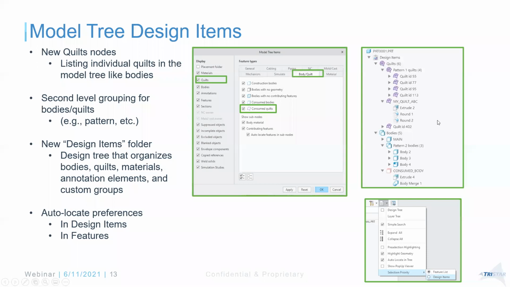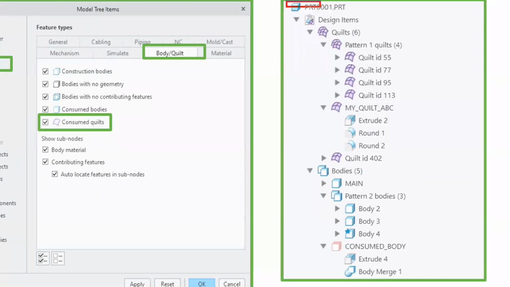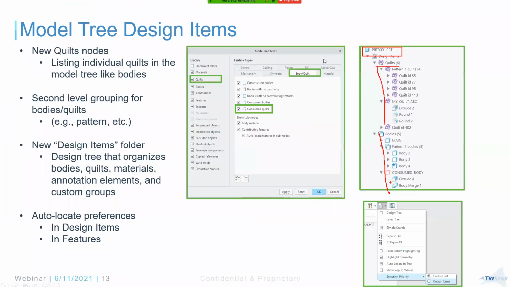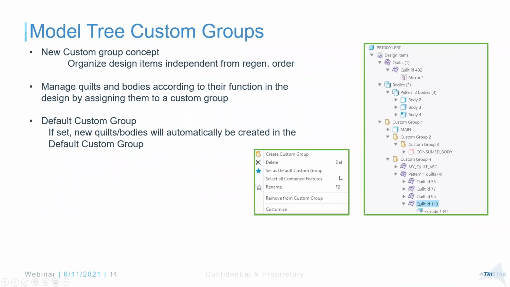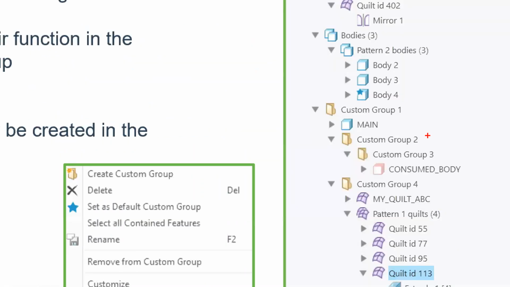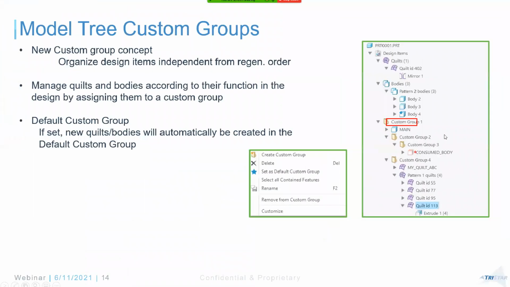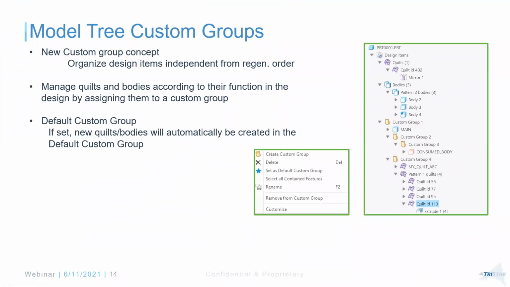It'll make more sense, but here's how my design items tree looks. You see how it is placing all the quilts in one place, all the bodies in one place, regardless of the regeneration order. So that's really very nice to see. Here, you can also create new groups. You can think of a custom group as almost like a folder, right? So here I've created a custom group. I've added some bodies into it. I can just drag and drop quilts and bodies. So it's mainly for managing quilts and bodies in part mode.